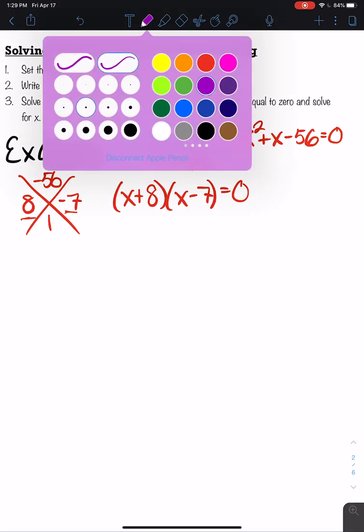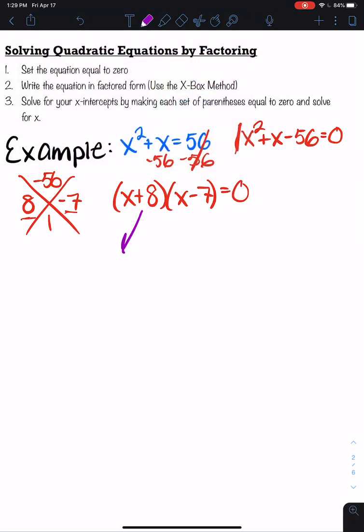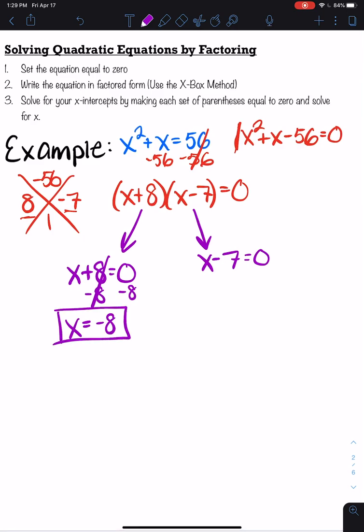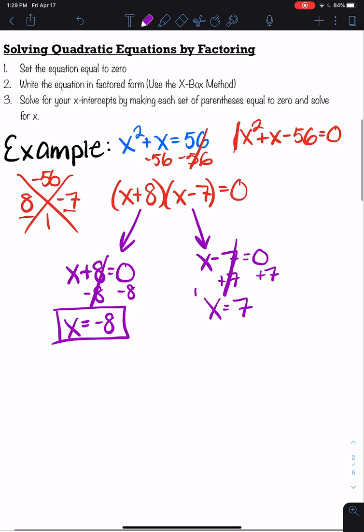So because this is already in factored form, I can then solve for my solutions. Again, set each one equal to 0 and solve for x. So this one would be x equals negative 8, and over here, x equals positive 7. So those are the two solutions to this quadratic equation.